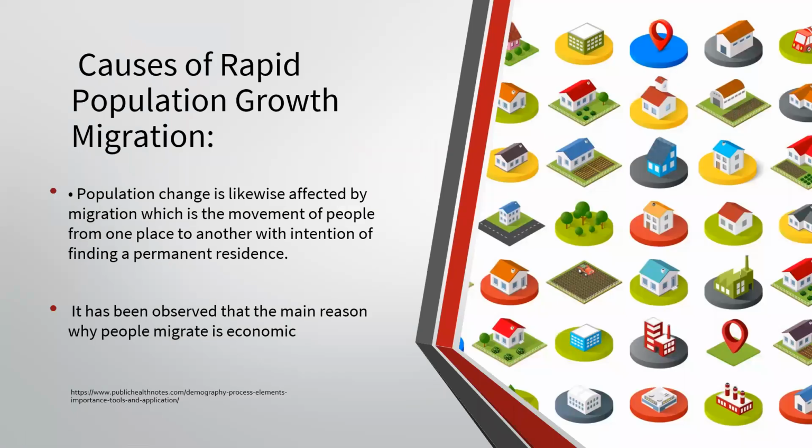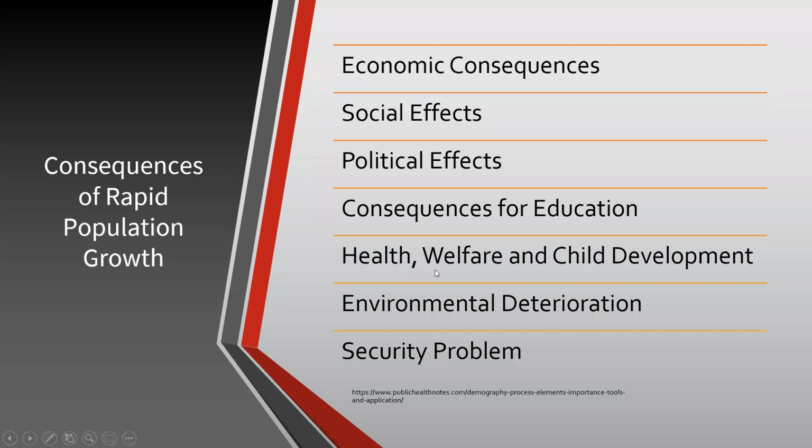And another important cause of rapid population growth is migration. Population change is likewise affected by migration, which is the movement of people from one place to another. And it has been observed that the main reason why people migrate is economic. People tend to move to the countries where the economy is better and more developed. So those countries might face challenges from the migration.